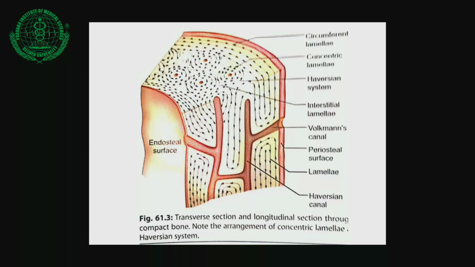The mineral component, calcium and phosphate in the bone, forms hydroxyapatite crystals. These hydroxyapatite crystals are microscopic, needle-like structures lying parallel along the side of the collagen fibers, and this arrangement provides strength and hardness to the bone.